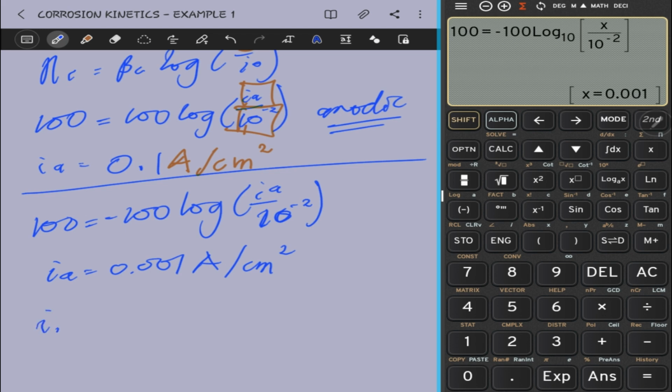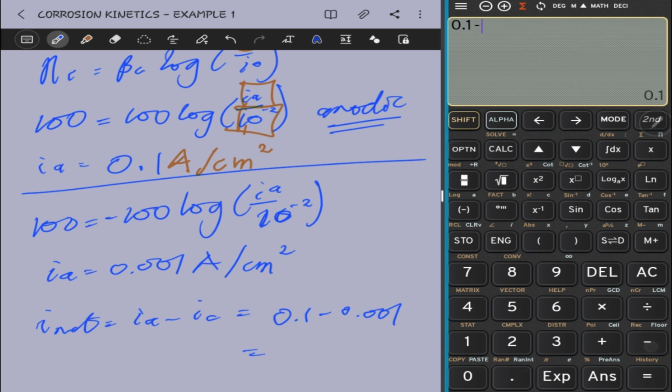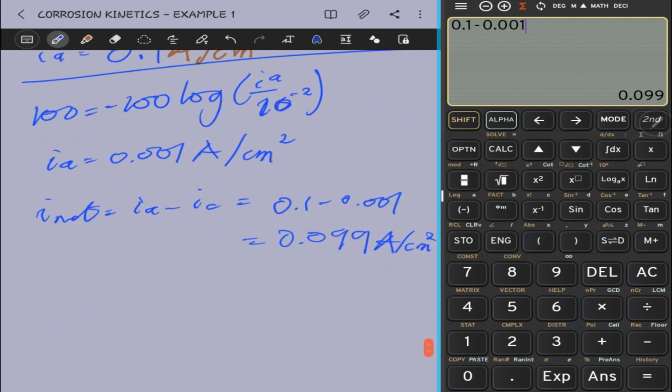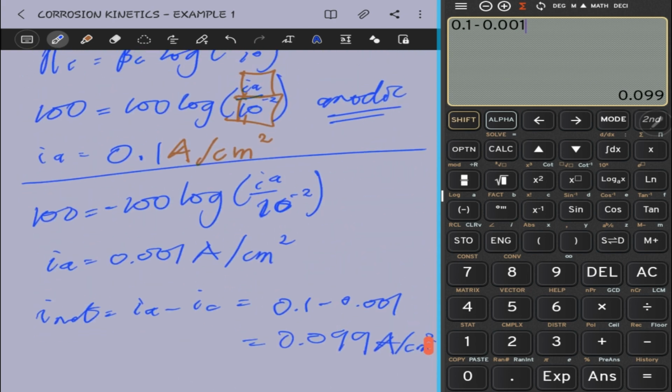And the net current density that we are looking for, i_a minus i_c, will be 0.1 minus 0.001. So that gives us 0.099, the same unit, amperes per centimeter squared. So this is what we have. That's it for this particular example.